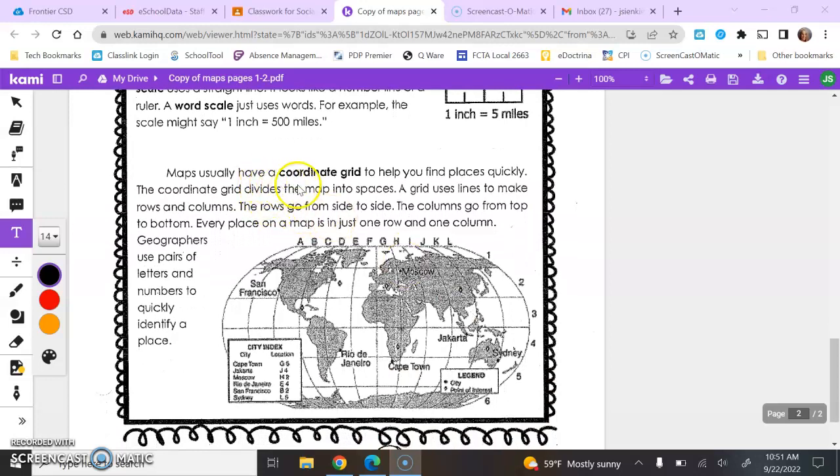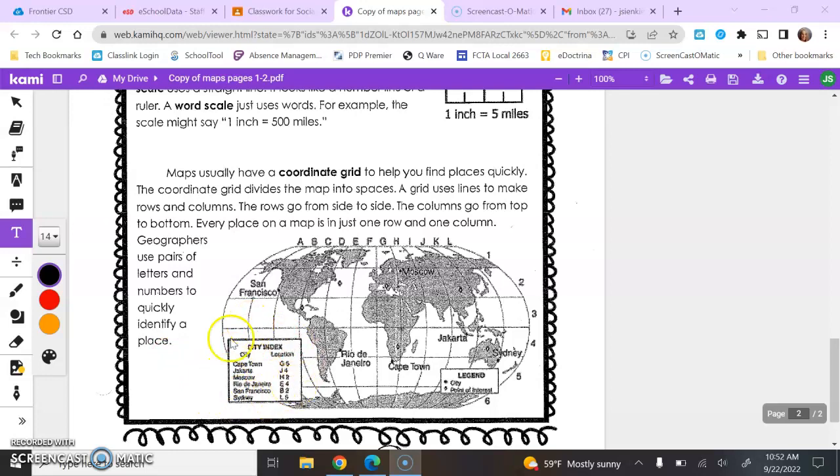Maps usually have a coordinate grid to help you find places quickly. Coordinate grids, if you remember from math, are those lines that go up and down and side to side and they cross at certain points. These help you find places quickly. The coordinate grid divides the map into spaces. A grid uses lines to make up rows and columns. The rows go from side to side, the columns go from top to bottom. Every place on a map is in just 1 row and 1 column. Geographers use pairs of letters and numbers to quickly identify places.